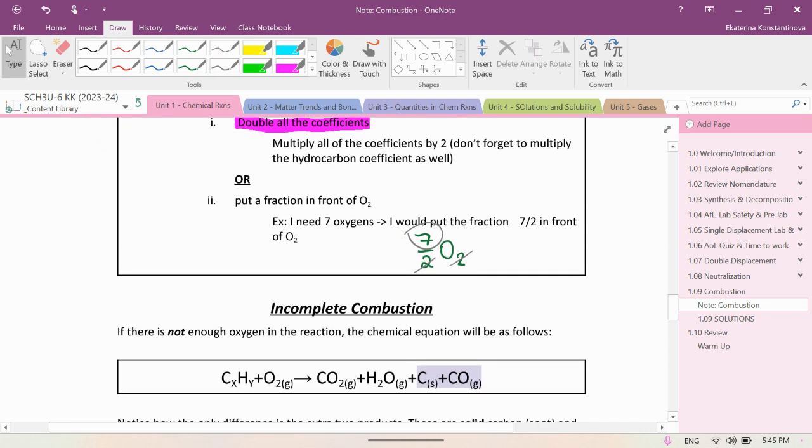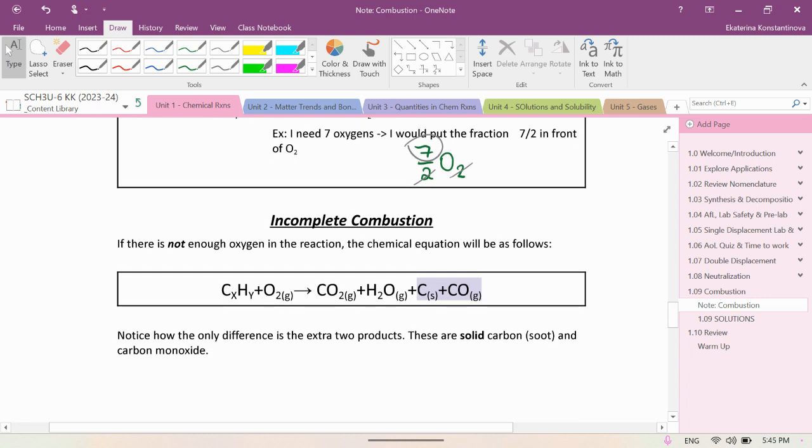Okay, now let's talk about incomplete combustion. If there is not enough oxygen in the reaction, you will have incomplete combustion.